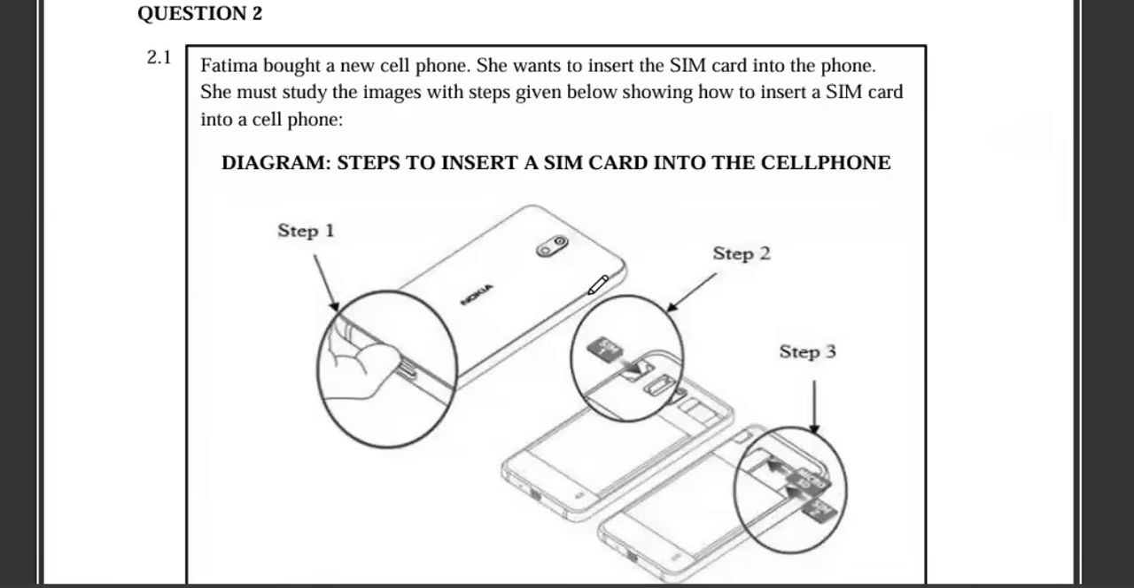Question number 2. Fatima bought a new cell phone. She wants to insert the SIM card into the phone. She must study the image with steps given below, showing how to insert a SIM card into a cell phone. Now what you have to take note of is that the steps are shown in the circles. Please don't mind the name of the phone, whether it's an iPhone or what, it doesn't matter. We are looking at what they're telling us to do. Step number 1, we are only mentioning what is in the circles. Okay, so we go on.